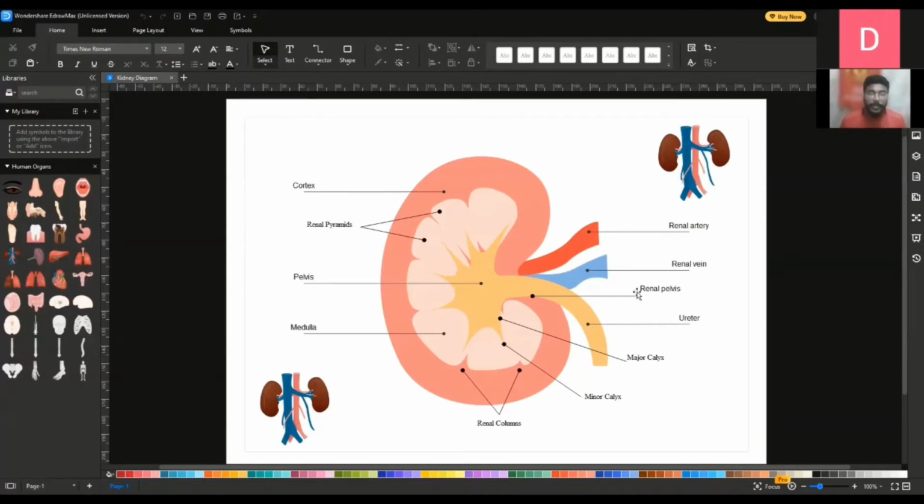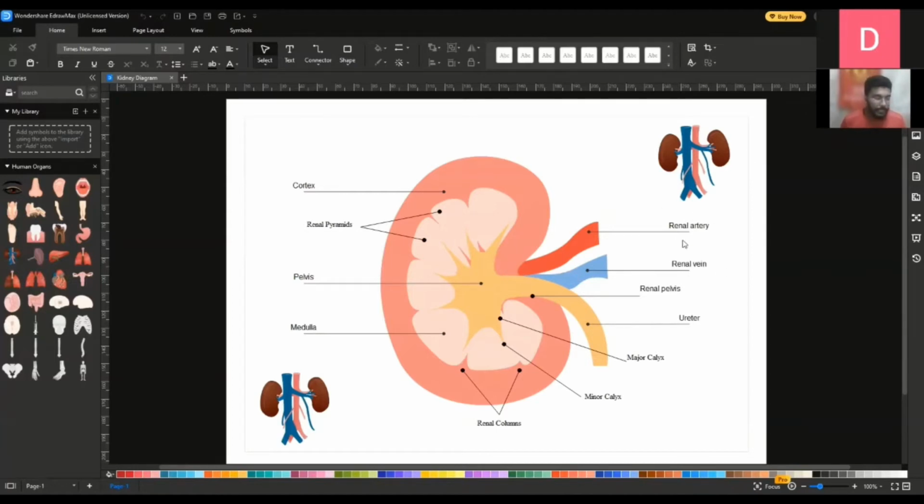Next is where I would like to explain about the renal pelvis, the area at the center of the kidney where urine is collected and funneled as well. Next is renal vein, the main blood vessel that carries blood from the kidney and ureter to the inferior vena cava. So this vein works as the main function to transport the blood to the heart.